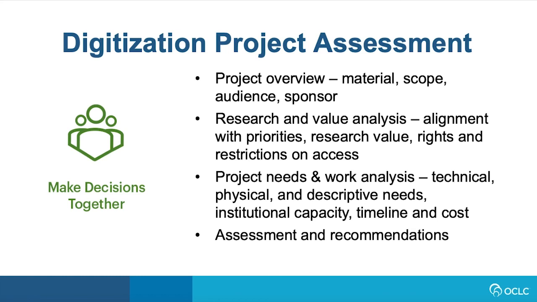Our digitization project proposal includes a number of elements that will likely need to come from multiple colleagues in your institution, including information about the scope of the project, a research and value analysis that assesses how the potential value of the project aligns with institutional priorities, a project needs and work analysis, not just of the digitization needs, but of the other technical, physical, and descriptive needs and how they align with institutional capacities, and assessment and recommendation. It concludes with a section for review and comments and an assessment of whether the project should move forward.